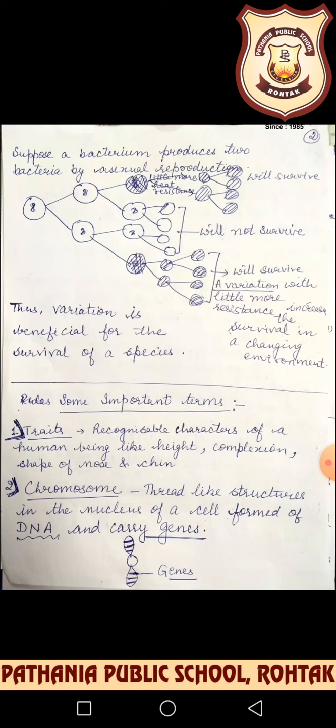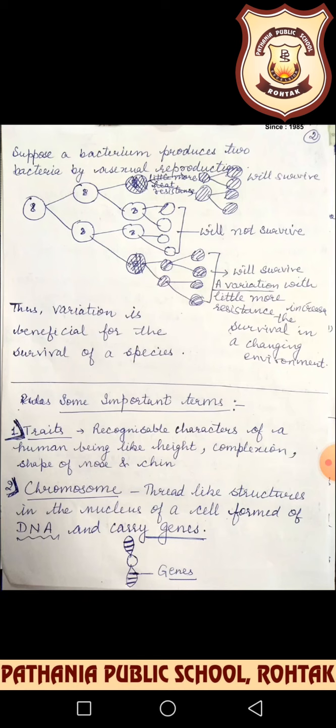If we talk about plants, if we talk about Mendel's experiment, in the pea plant he discussed 7 characters. He carried out experiments on 7 characters: height of the plant, color of the flower, color of the seed, color of the pod. So these are the traits or the characters.